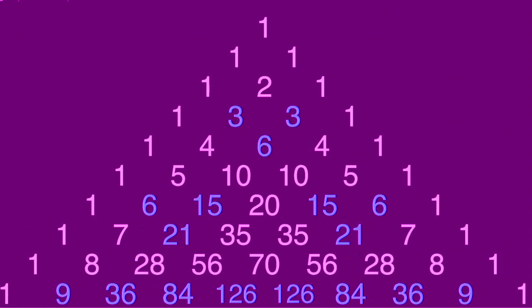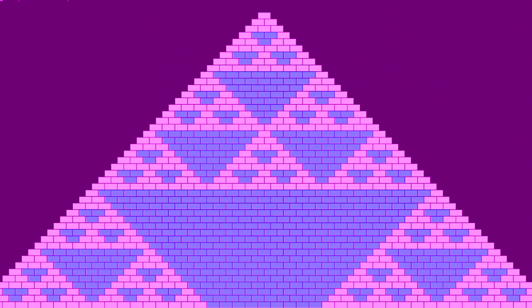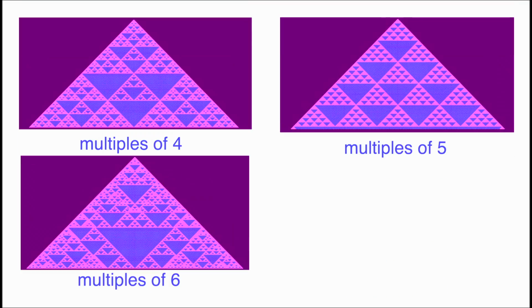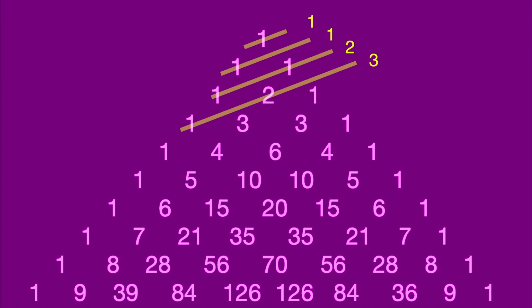Shading in the multiples of 3 produces a different fractal. Same with shading in multiples of 4, 5, 6, 7, and so on. And when we add up diagonal lines, we get Fibonacci's sequence, which is seen in real-world contexts like nature and astronomy. What will you find next within this mysterious triangle?